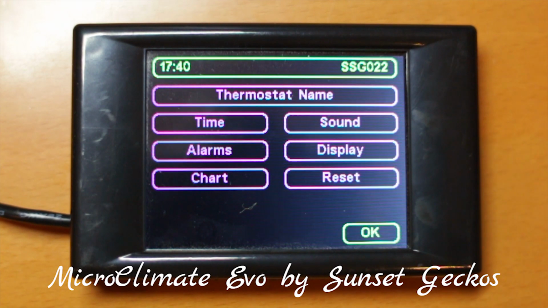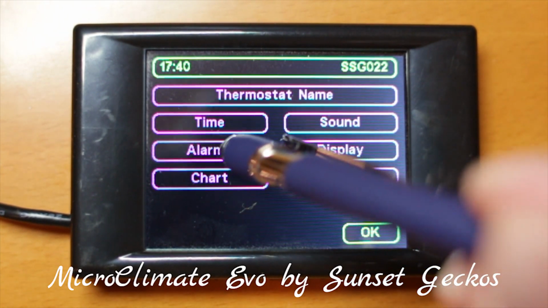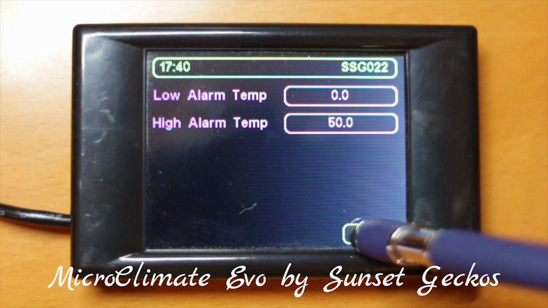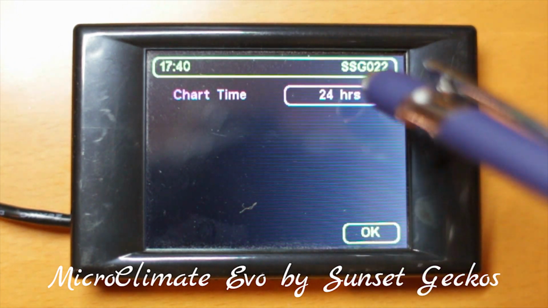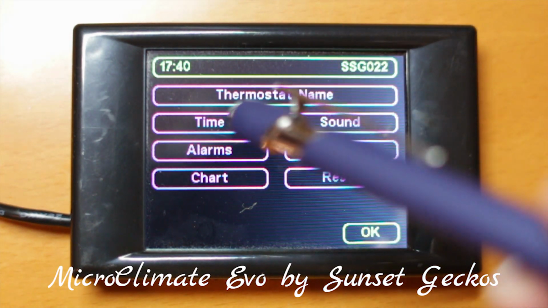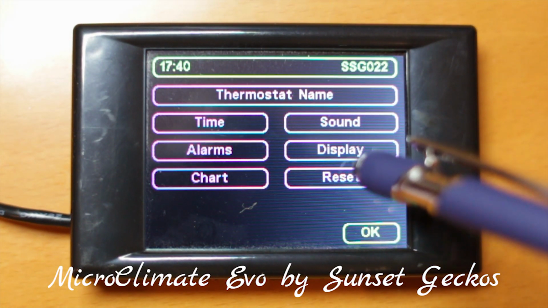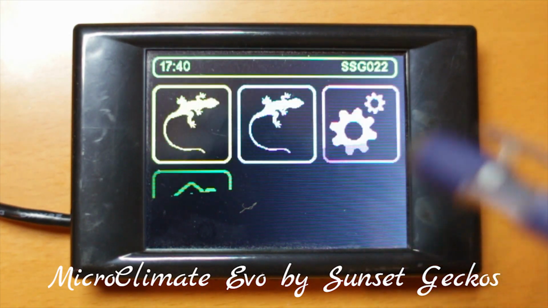There is an alarm where you say, okay, the device will have an alarm if it drops below 0 or above 50. Probably better to set limits tighter than this before your animals die. And for the chart, you can actually see the last hour or the last 24 hours.